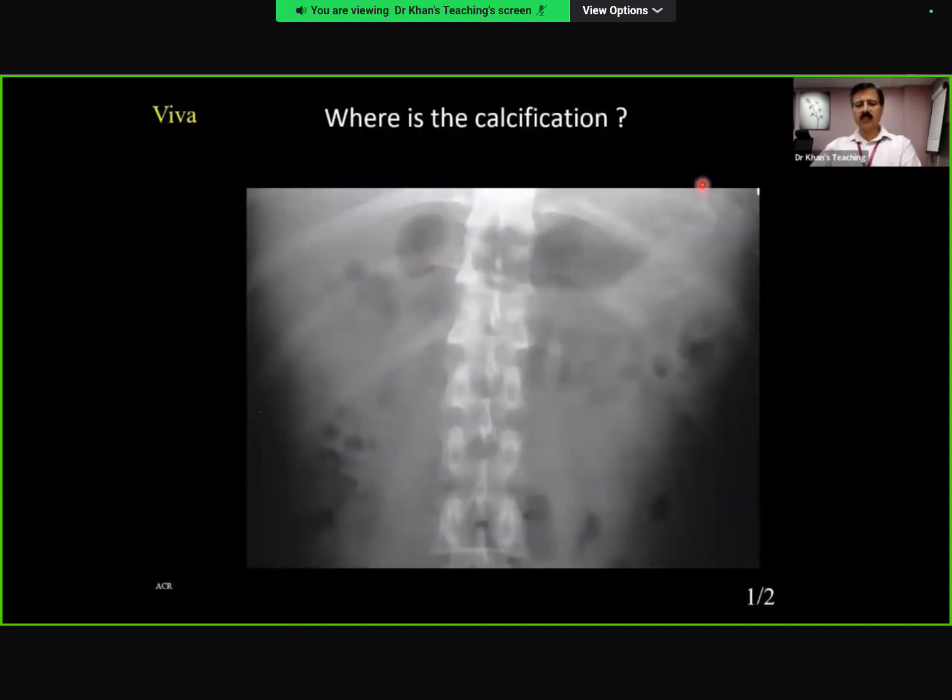Where is this calcification? Okay, so this is in the left upper quadrant. So I can think of a spleen, calcification within the spleen, or I can think of a large mass within the adrenal, but it's a bit high and more lateral. And I can think of something within the pancreas. Okay.